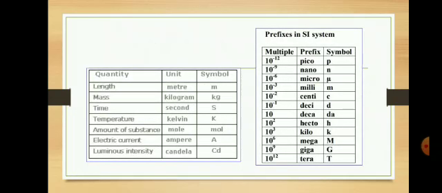Prefixes in SI system. Multiple, prefix, symbol. 10 power minus 12, prefix is pico, symbol is p. 10 power minus 9, prefix nano, symbol n. 10 power minus 6, prefix micro, symbol mu. 10 power minus 3, prefix milli, symbol m. 10 power minus 2, prefix centi, symbol c. 10 power minus 1, prefix deci, symbol d.